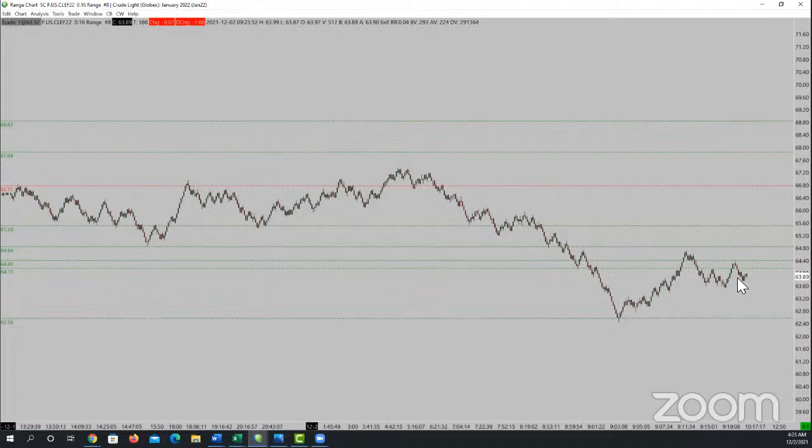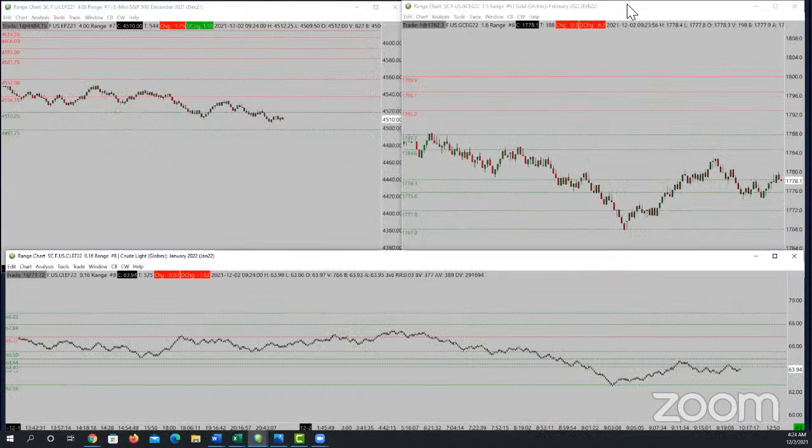But again, if we stay below these 64.40s, I may be looking for nice short opportunities down into the main support of 62.56. But with that said, guys, that wraps it up for S&P 500, gold, and also oil.